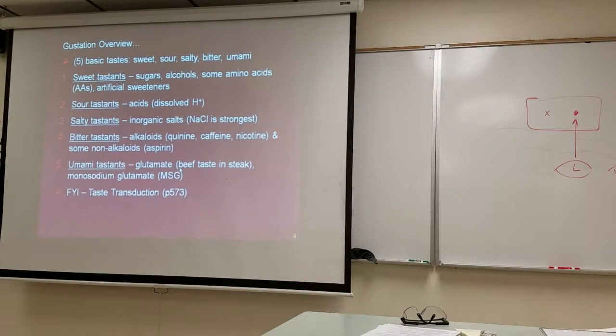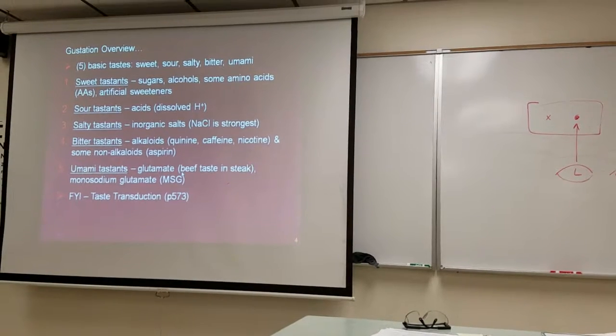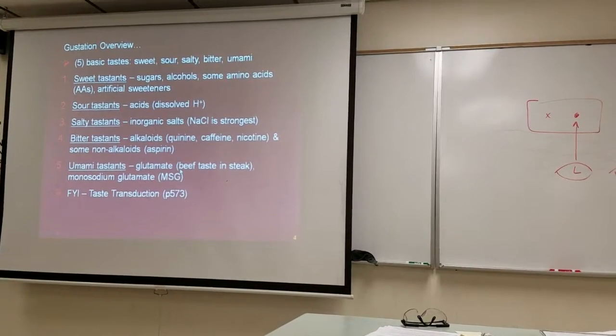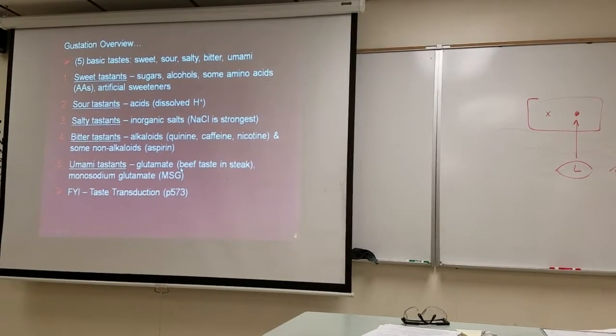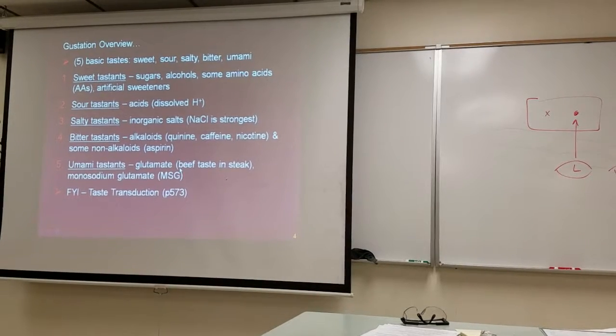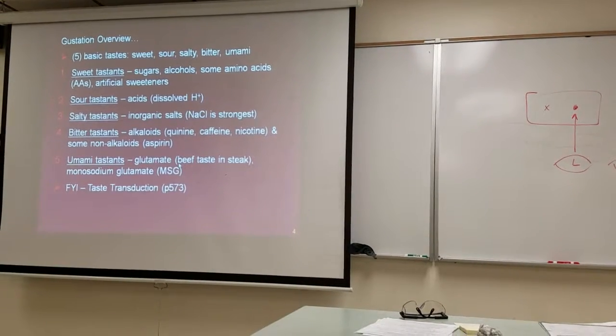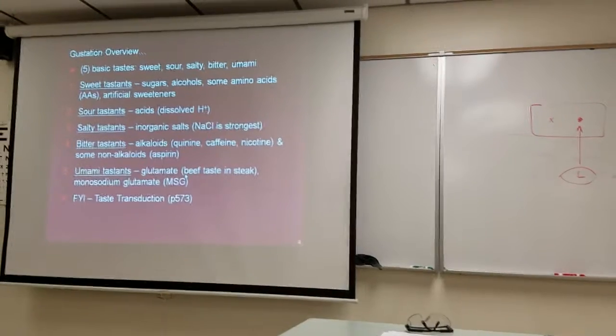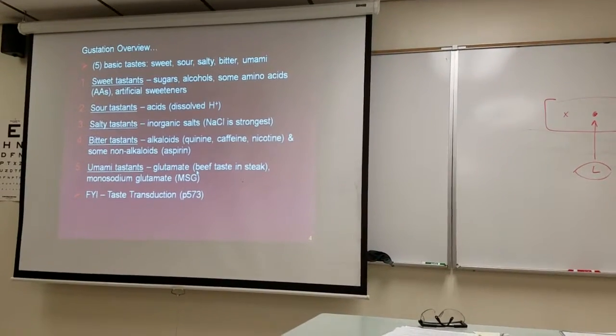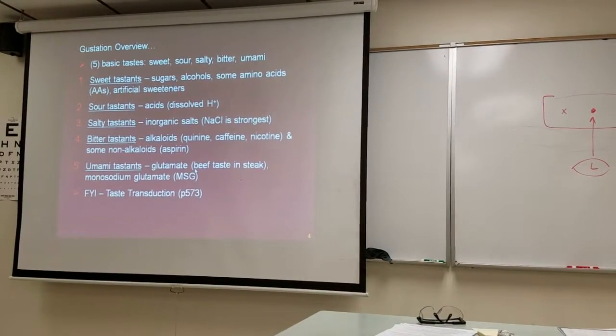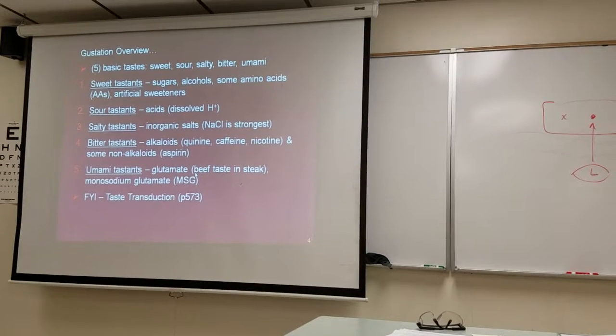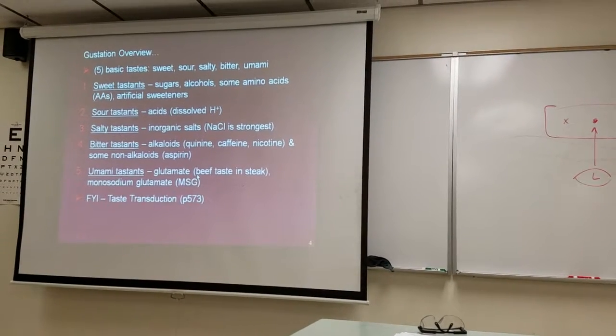Umami can best be described as the beef taste in a steak. It's a beef flavor. The artificial version of this is monosodium glutamate, and this has long been added to our foods to enhance the flavor, the taste. MSG.